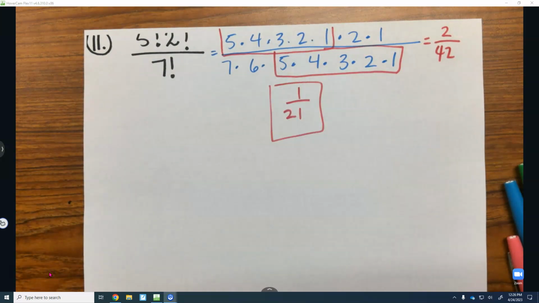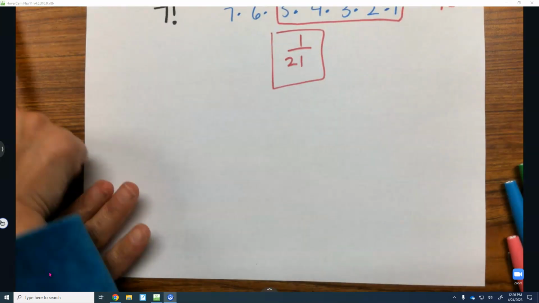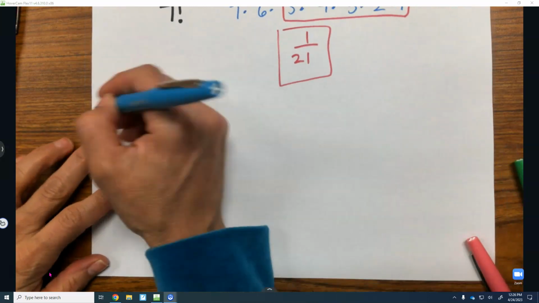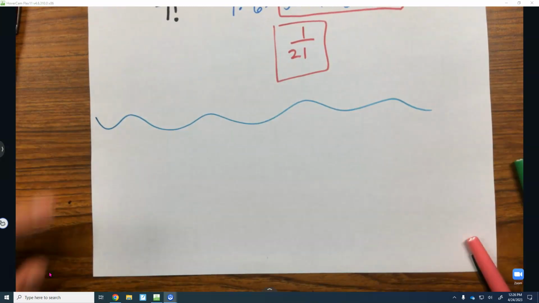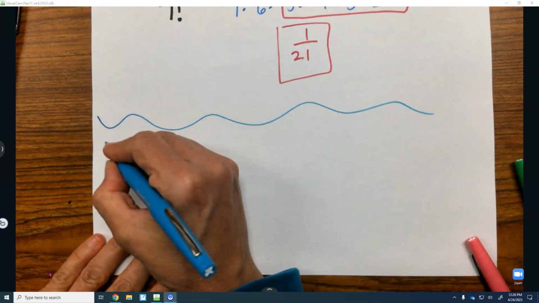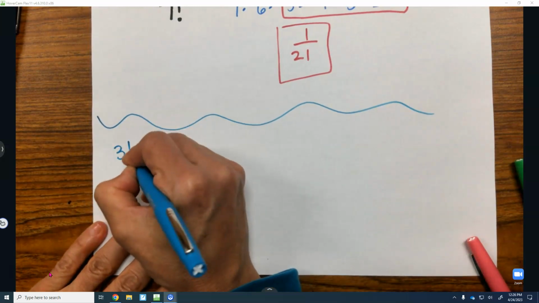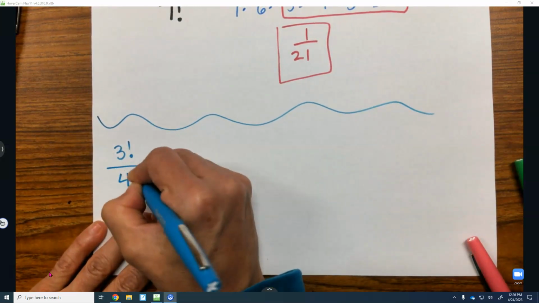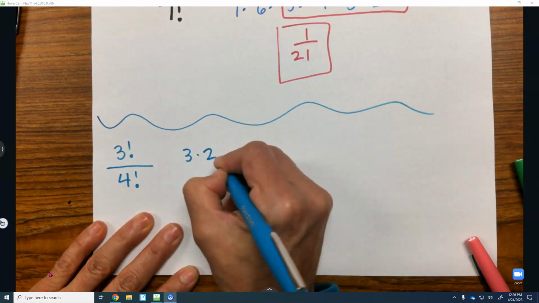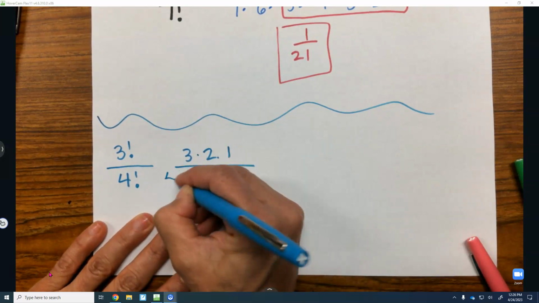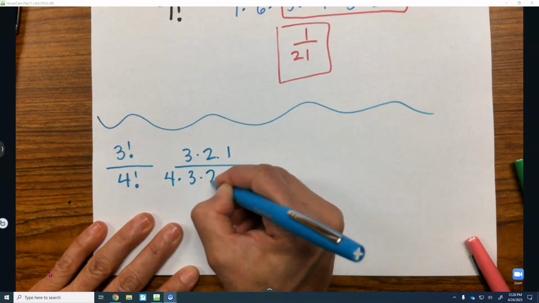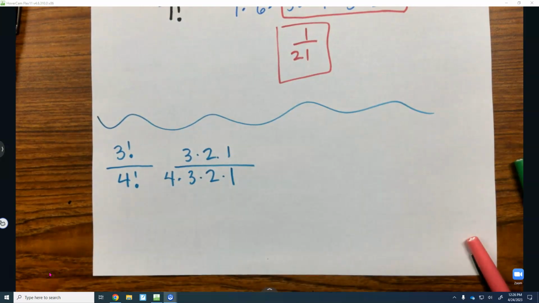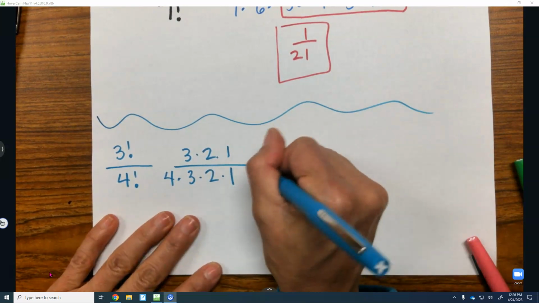Y'all, take a look at number 12. Number 12 has been throwing kids for a loop. So on number 12, before we work number 12, just look up here. Just watch me. All you gotta do is watch me, guys. Let's say I have 3 factorial over 4 factorial. That's 3 times 2 times 1 on top. And then it's 4 times 3 times 2 times 1. What does that simplify to? Just 1/4, that's right.